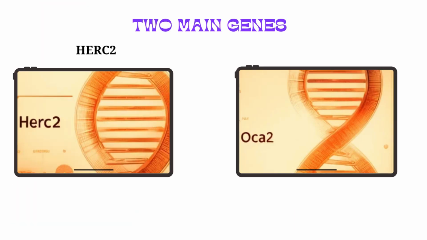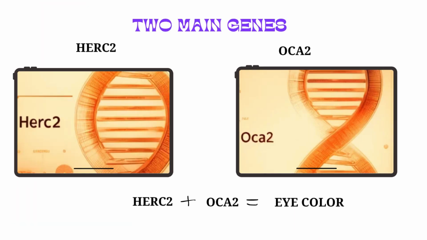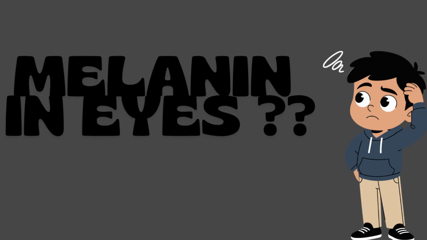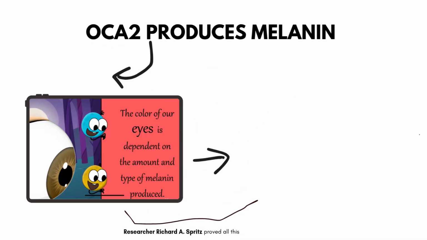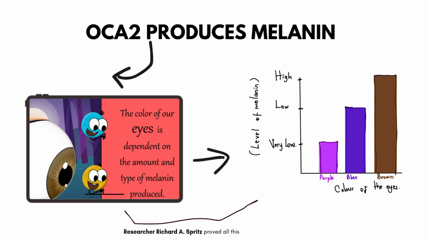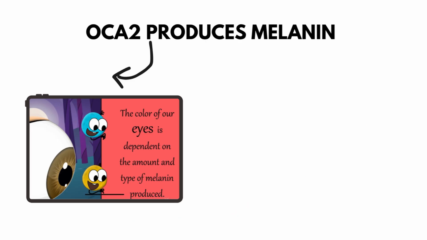So as a start, we have two main genes that contribute to eye color and melanin production, which include OCA2 and HERC2. Wait, how is melanin involved? I thought it was just for skin? Melanin is involved in eyes because OCA2 also produces melanin, and this was proved by many researchers, such as Richard A. Spritz. High melanin contained by OCA2 mostly results in brown eyes, and low melanin caused by HERC2 that would affect OCA2 can result in blue eyes.